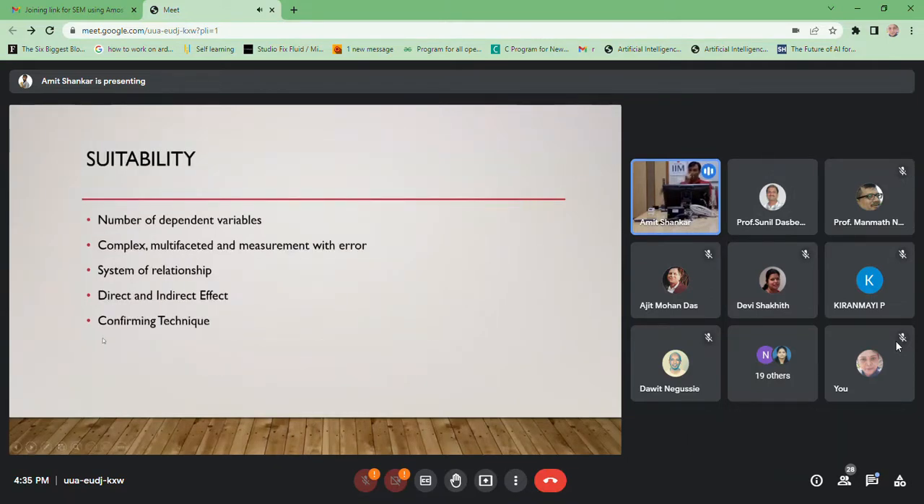I want to make you understand where to use structural equation modeling. When the number of dependent variables is more than one. When you have complex, multifaceted constructs and measurement with error, meaning latent variables. When you have a system of relationships, meaning some independent variables are also dependent and some dependent variables are independent too. If you need to check mediation, direct and indirect effects, and when you need to give model fit indices, then also it should be used. So these are different situations where structural equation modeling is very much suitable.